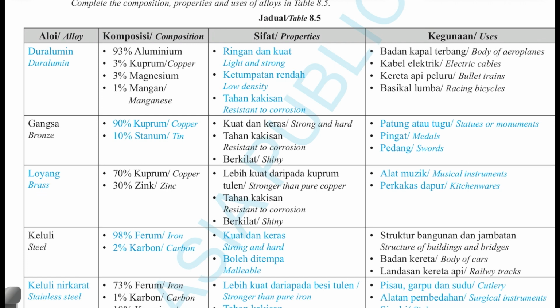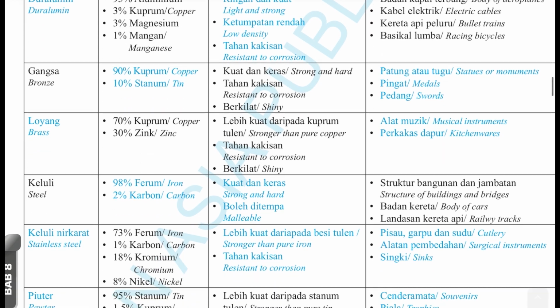Alright. Brass. Brass is 70% copper, 30% zinc. The properties stronger than pure copper, resistant to corrosion, shiny. We used to make musical instrument, kitchenwares.